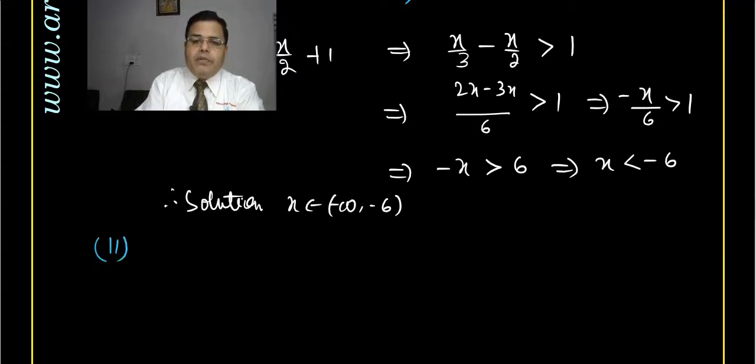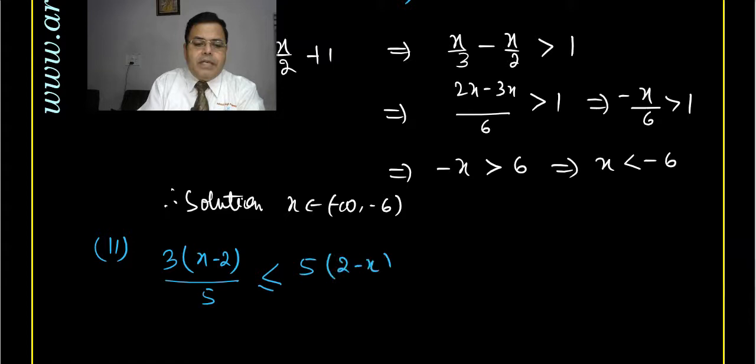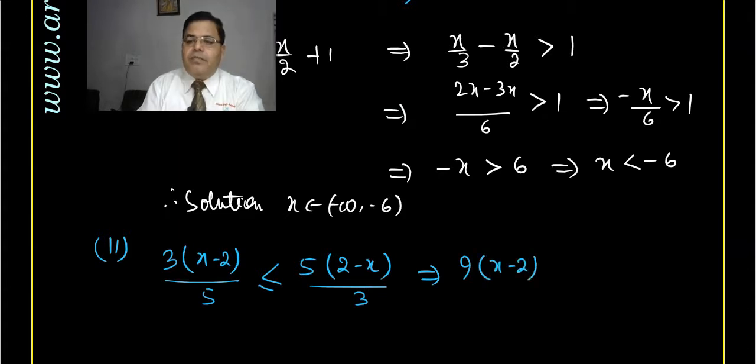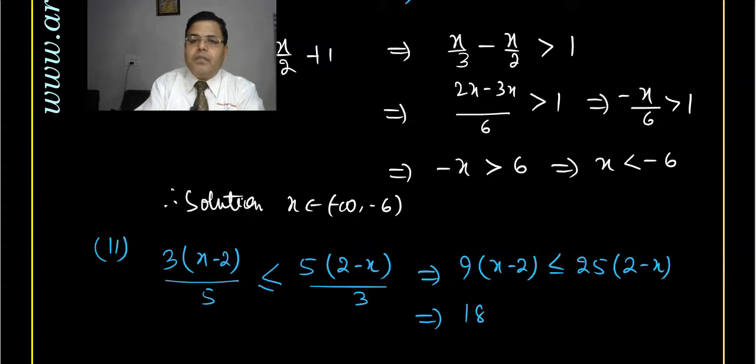And question number 11 is there. Question number 11 is 3 times (x minus 2) upon 5 is less than or equal to 5 times (2 minus x) upon 3. So that can come like 3 multiplied this side, it will be 9 times (x minus 2). 5 will come this side, it will multiply, 25 times (2 minus x). Now this will be 9x minus 18, that will be 9x minus 18 is less than or equal to 50 minus 25x.